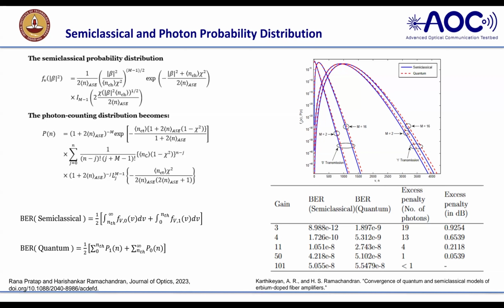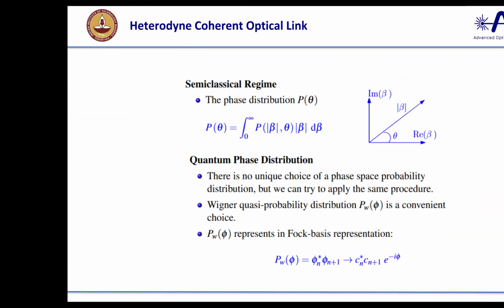So what it suggests is that even if you are calculating for lower numbers of photons in direct detection, we can go to photon counting, and the distribution becomes easier. For the BER, if you want to calculate it, we have to calculate P10 and P01 in the quantum picture. So this is the direct detection case.